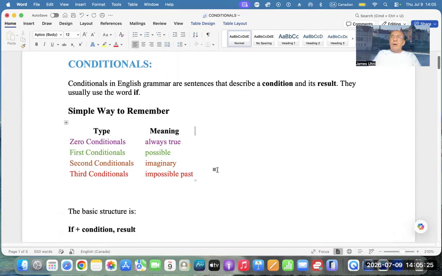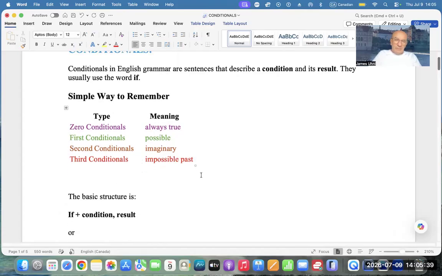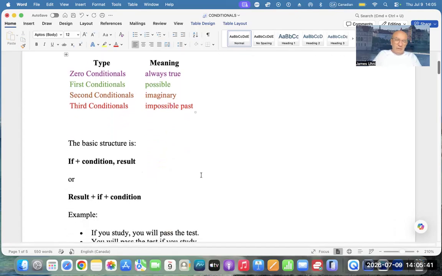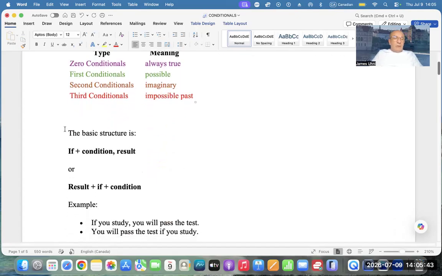Impossible past. When I was a snake, I didn't have to walk on my feet because when a snake walks, he is lying on his stomach. So, third conditionals may sound like this, but you will understand very fast what it really means.